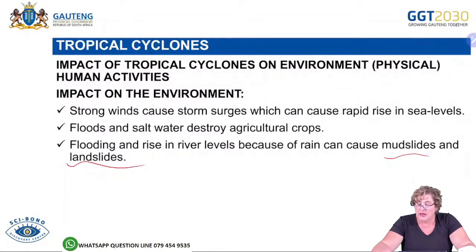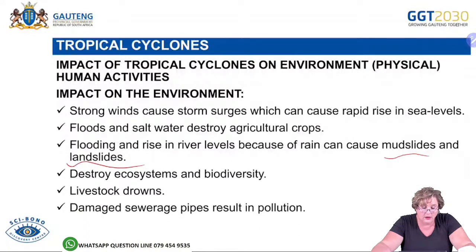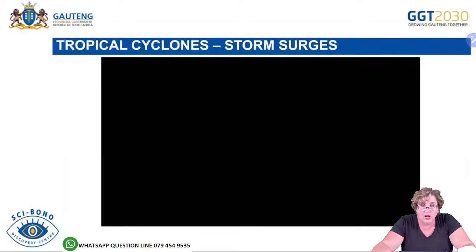With that, it can cause damage to infrastructure. It can destroy ecosystems and biodiversity, and some of the livestock can drown. It will also damage sewage pipes, which can result in pollution. Look at this video of a tropical cyclone over an area.